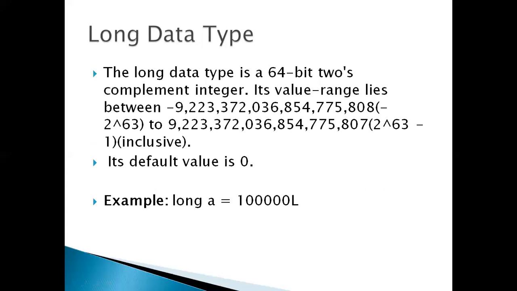Then comes the long data type. The long data type is a 64-bit 2's complement integer. So the size here is 64-bit and the integers are stored in 2's complement form. The minimum value here is minus 2 to the power 63 and the maximum value is 2 to the power 63 minus 1. The default value is 0 and an example is long a is equal to say 1 lakh. Finally, we write L to specify this long.